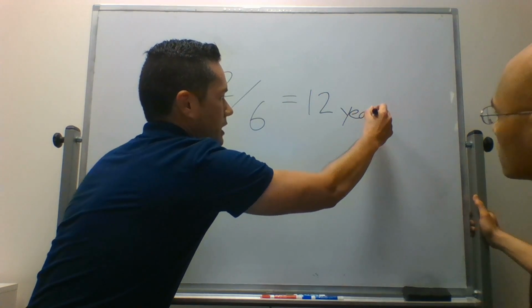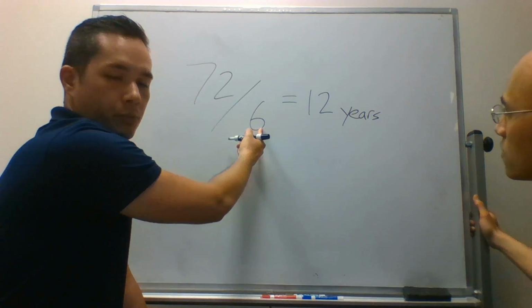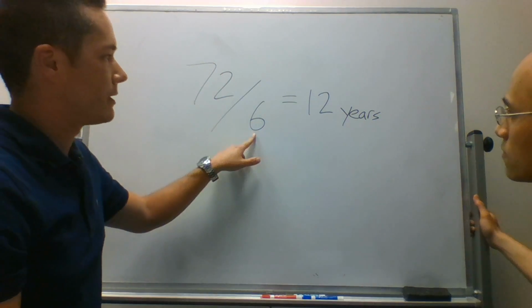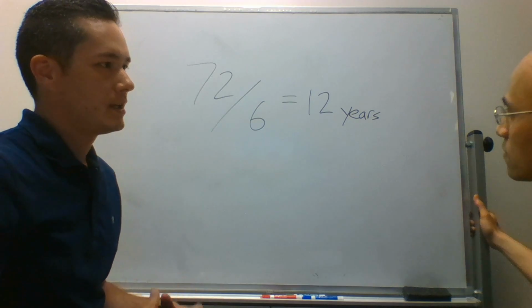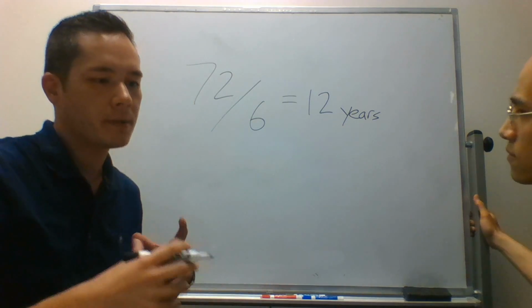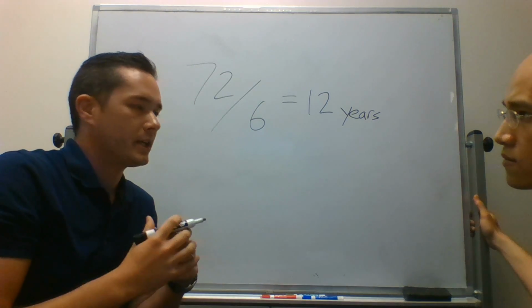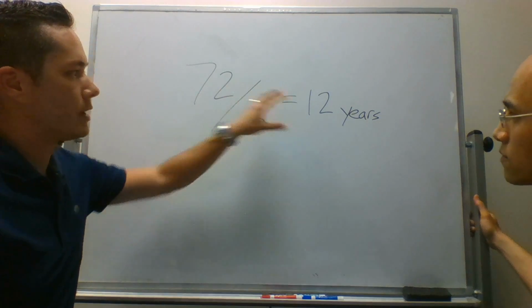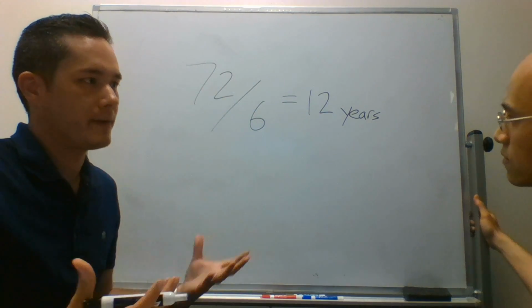So in this case, we're talking about 6% interest per year. 72 divided by 6 gives us 12 years. It'll take our money to double. And it doesn't really matter what principal we're talking about. It can be any size principal, but it'll take roughly 12 years for that principal to double in value.